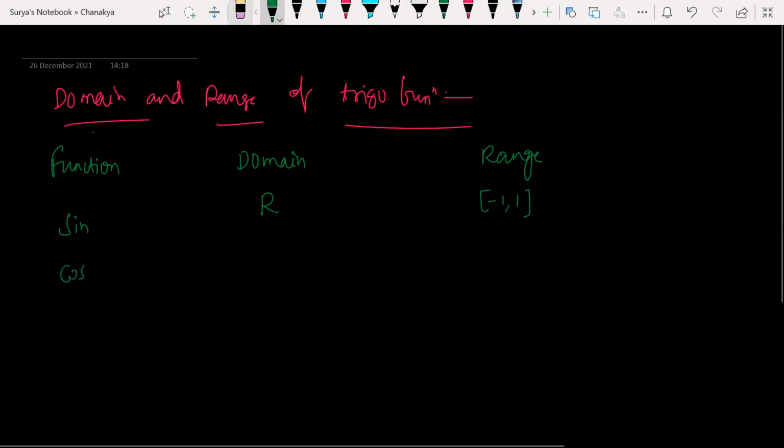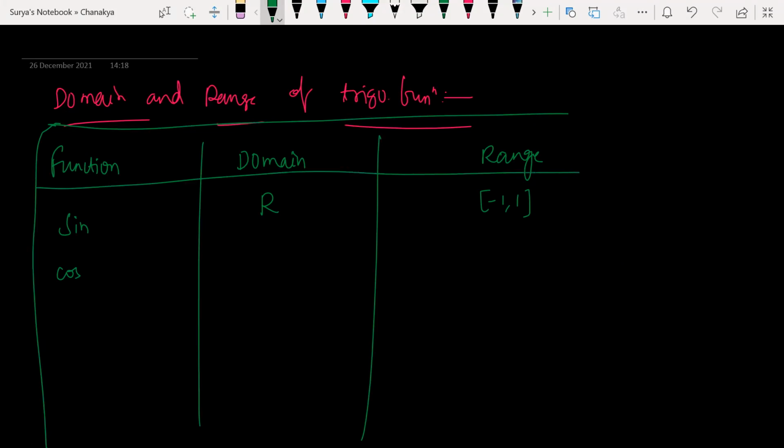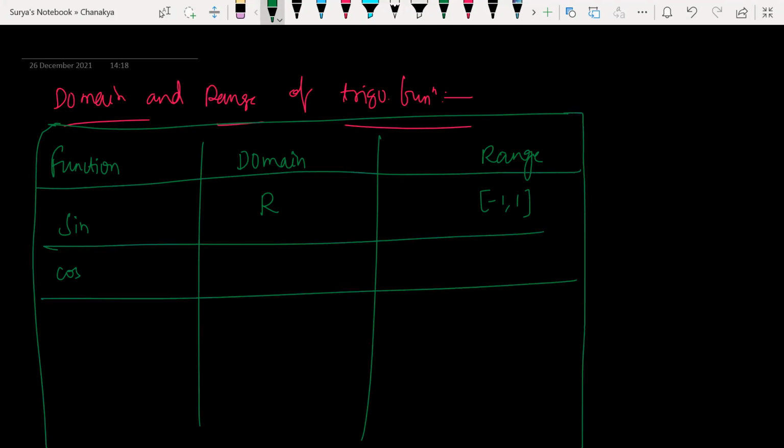Whenever we discuss JEE things, we'll discuss very deeply. But from the board exam point of view, this is not that much required. Still, you should know what domain and range are. For JEE, you have to go somewhat deeper. What is the domain of the sine function? R. What is the range? -1 to 1. What is the domain of the cos function? R. What is the range?